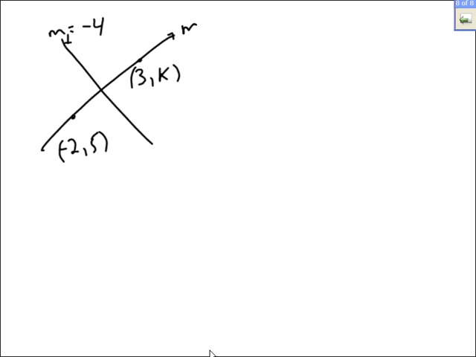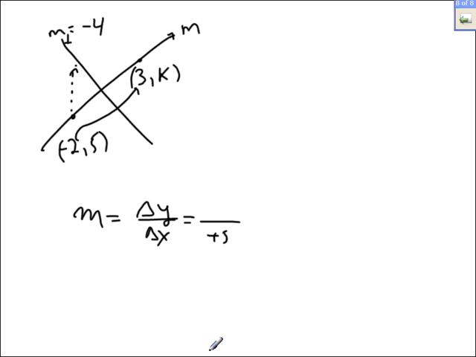Well, what is m, the slope of the original line? Well, the slope of any line is the change in y over the change in x. The change in x, well, you went to the right. You're at -2, and then you end up at 3. You go 5.